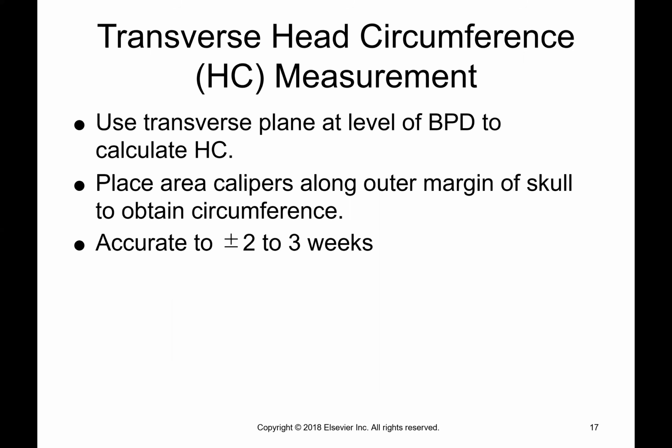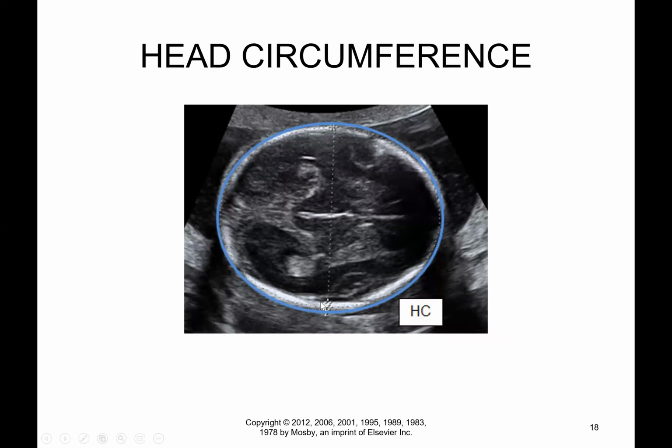Okay, so next up, after you do the biparietal diameter, your next image is going to be the head circumference. Now, fortunately, you can use the same plane that you used for your biparietal diameter for your head measurement. And a lot of people just use the same picture, like we saw in a couple of the previous images. So you use the transverse plane at the level of the BPD and place the calipers along the outer margin of the skull to obtain a circumference. It's going to be like this ellipse here, and it's just going to go around the skull, just like you measure an infant's head. It's a pretty easy measurement too.